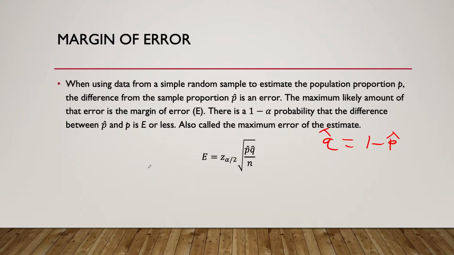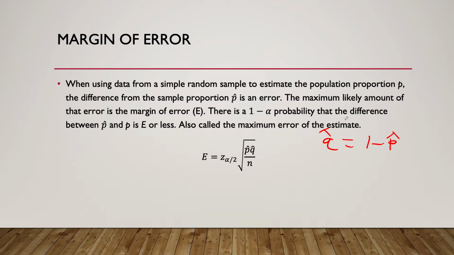The margin of error occurs when we are using data from a simple random sample to estimate the population proportion p. The difference from the sample proportion p hat is indeed an error. The maximum likely amount of that error is the margin of error E, and there is a 1 minus alpha probability that the difference between p hat and p is E or less, and it's also called the maximum error of the estimate. That calculation is z sub alpha divided by 2 times the square root of p hat times q hat divided by n, and q hat is just 1 minus p hat.